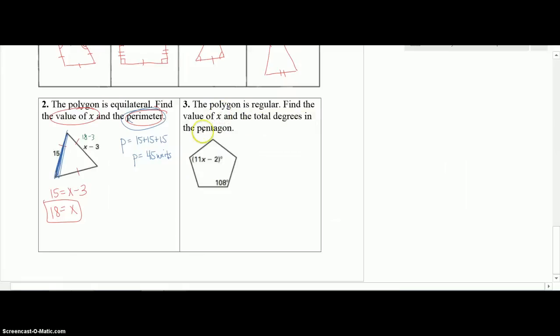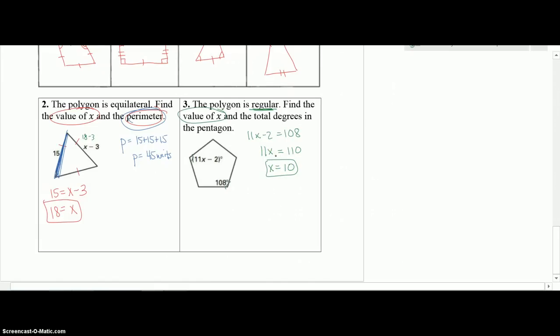Okay, number 3, the polygon is regular. Find the value of x and the total degrees in the pentagon. Okay, so find the value of x. If it's regular, that means that all the angles and all the sides are equal. So these angles are congruent. So we can say 11x minus 2 equals 108. Add 2 to both sides, and you get 110. Divide by 11 and you get x equals 10.